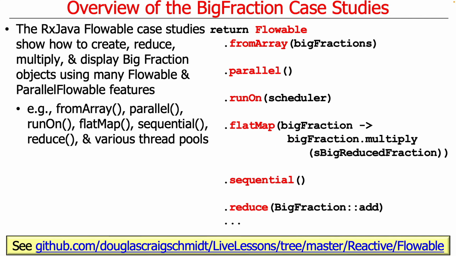And then the third set of case studies we're going to look at, and there probably won't be as many of these, but there'll be at least one, because you'll need to know how to do this for your assignment 4B, will be showing how to create, reduce, multiply, and display BigFraction objects using Flowable and ParallelFlowable features, especially the ParallelFlowable part. And a ParallelFlowable is a really clever way of being able to do a bunch of computations in parallel without having to have a whole lot of idiomatic code patterns that are a little bit obscure.